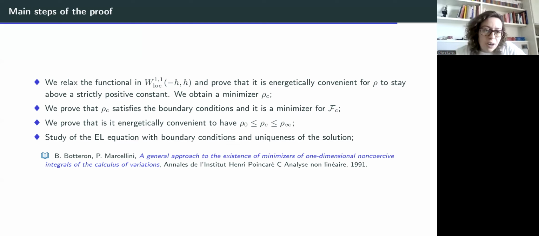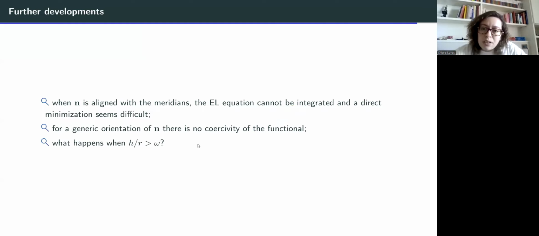Interesting further works in this perspective would be to study, for example, what happens when alpha is equal to 1 alpha pi, because again the functional seems difficult to treat. And in general, for any orientation, because the functional is not coercive, so it is not a simple problem. Another interesting thing would be to study what happens when h over r is greater than omega, because we always studied the cases where h over r is less than omega because we needed a bound from below, so we needed the presence of the catenary.